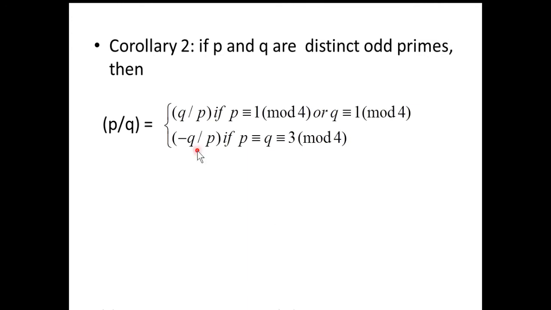This is another corollary. This Legendre symbol (p/q) is equal to (q/p) if p is congruent to 1 mod 4 or q is congruent to 1 mod 4, and it is equal to minus (q/p) if p and q both are congruent to 3 mod 4.